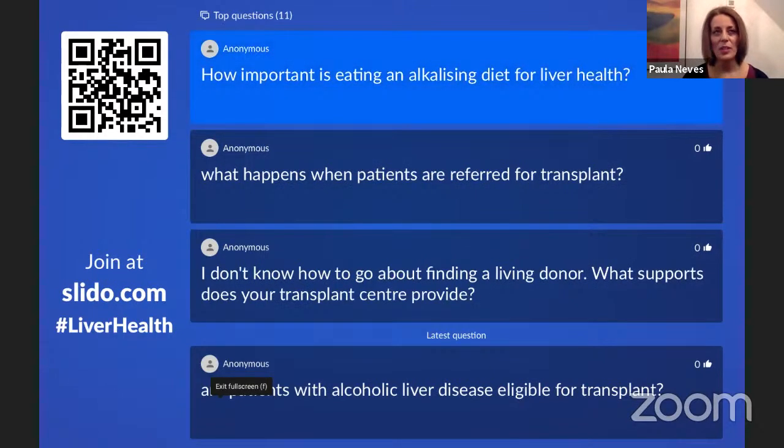There have also been questions around high protein diets, et cetera. Can you comment on an alkalizing diet or high protein diets or other types of diets that our patients often ask us about? Absolutely. The short answer is that there is no one diet that's superior.